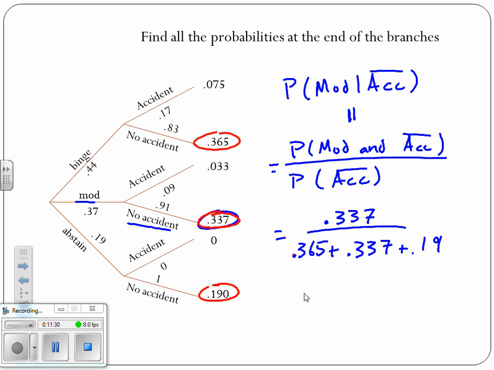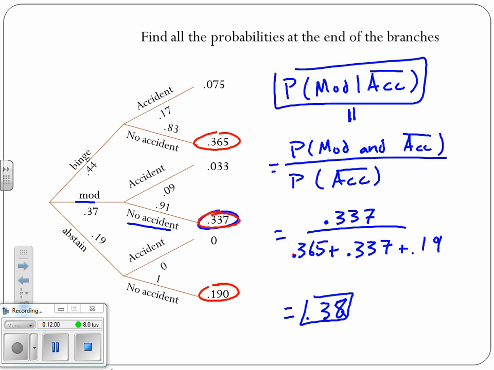So the issue here is we've actually got three numbers to put together in the denominator. And when all is said and done, the probability that we get a moderate drinker out of those that have never had an accident is about 38%. So essentially, 38% of the folks that have not had an accident are moderate drinkers. That's where that falls into place for us. So that's a quick check to make sure that your tree is right. Always good to point this out to you.